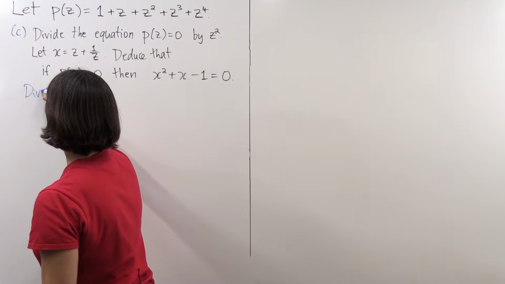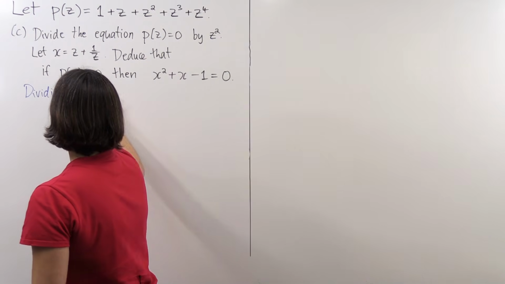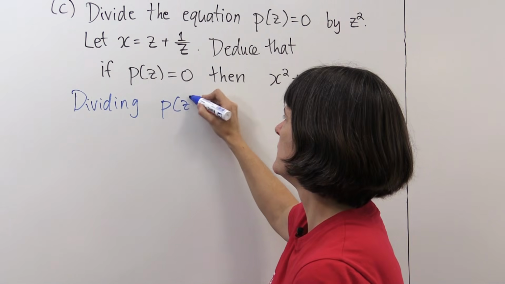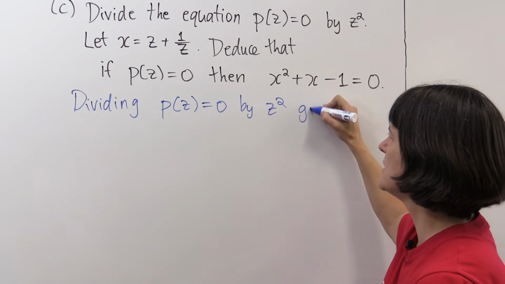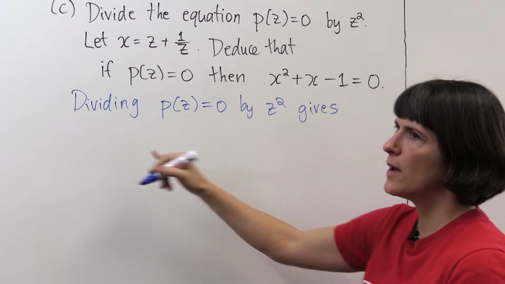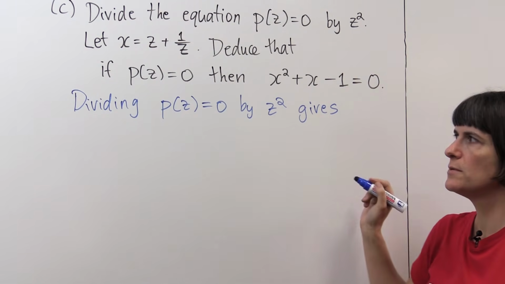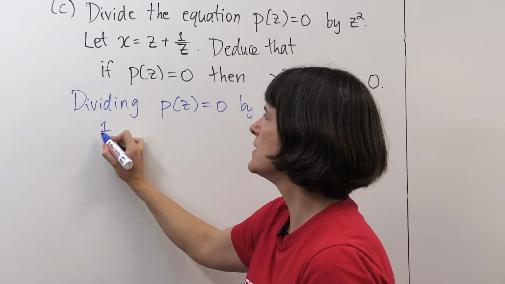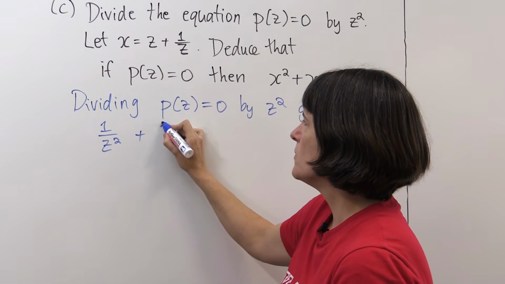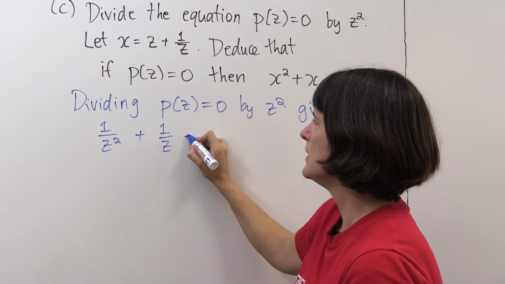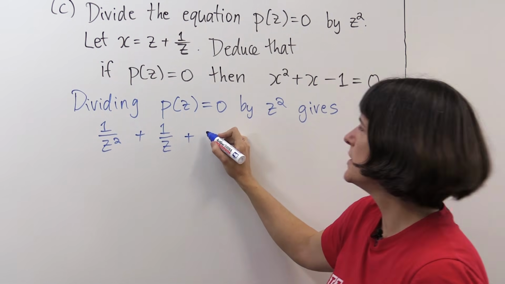Dividing p of z equals 0 by z squared, what is it going to give? Well, we had 1 plus z up to z fourth equals 0. So the 1 is going to give you 1 on z squared. The z will give you 1 on z. The z squared term gives you just 1.